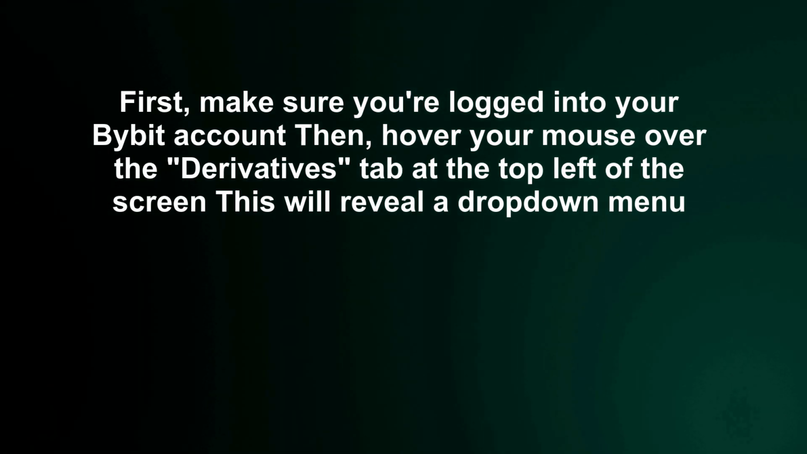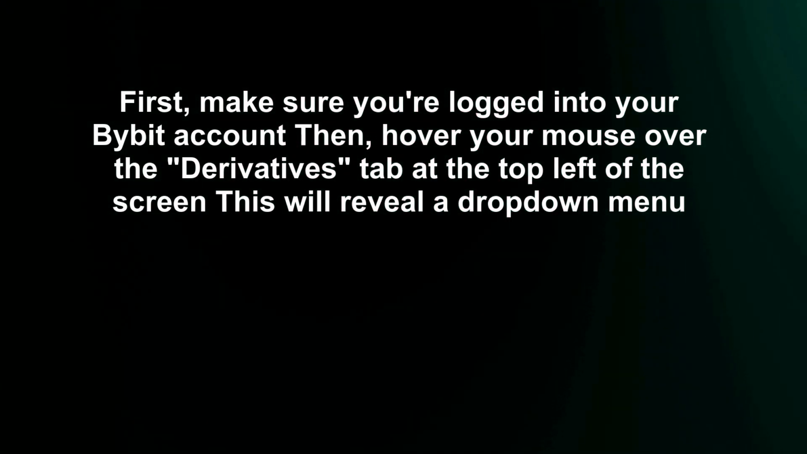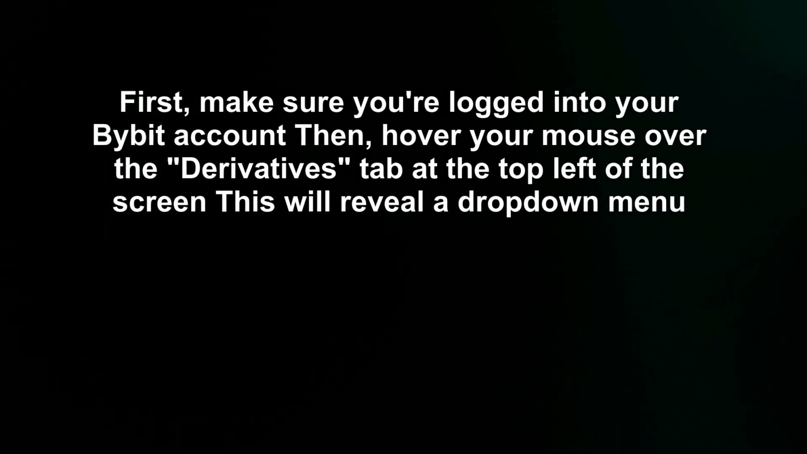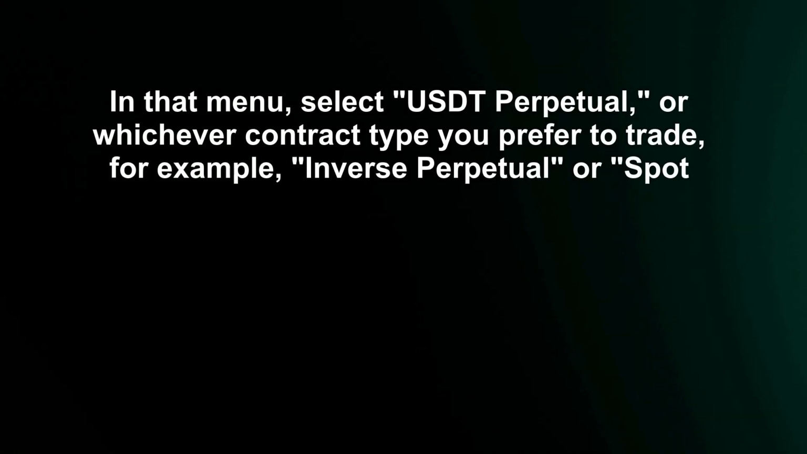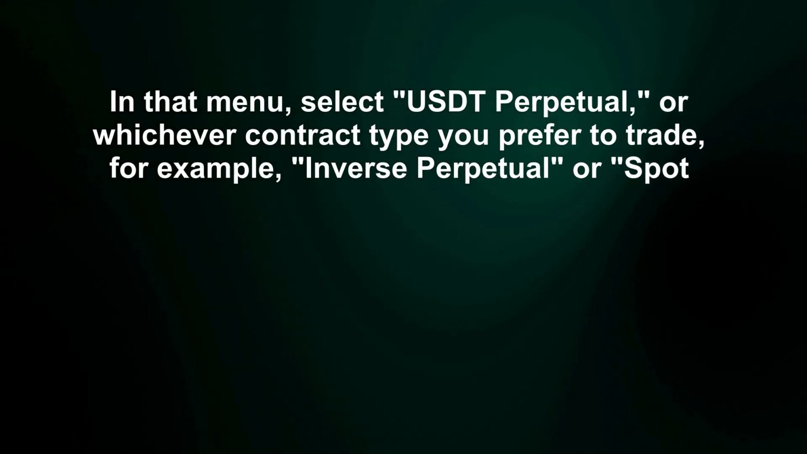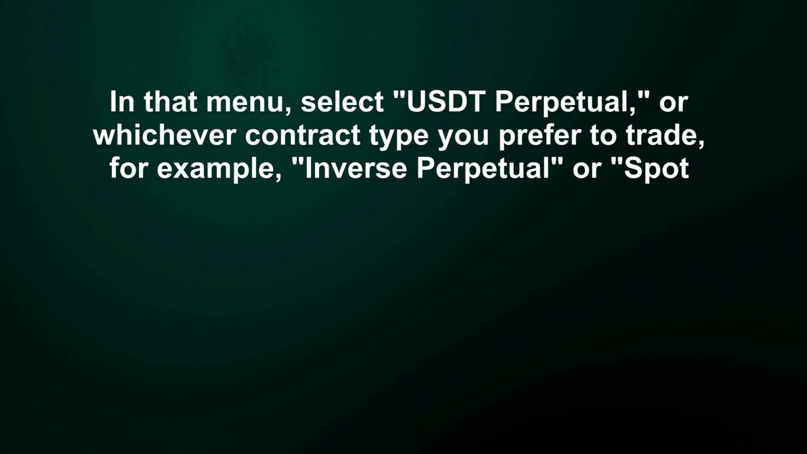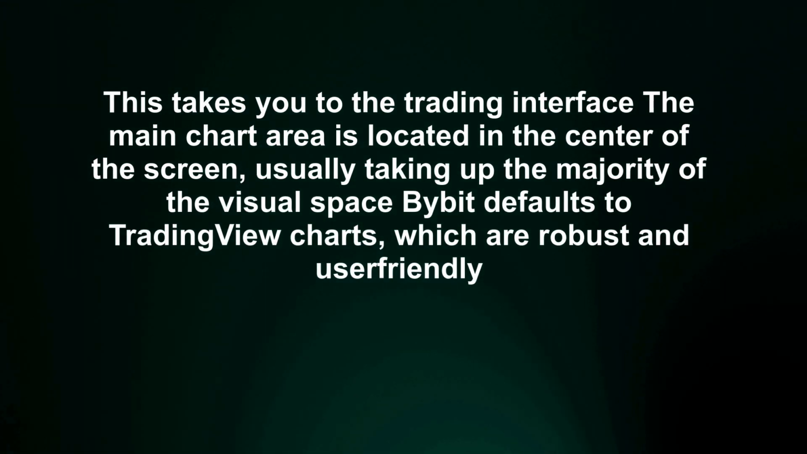Then, hover your mouse over the Derivatives tab at the top left of the screen. This will reveal a drop-down menu. In that menu, select USDT Perpetual, or whichever contract type you prefer to trade, for example, Inverse Perpetual or Spot. This takes you to the trading interface.